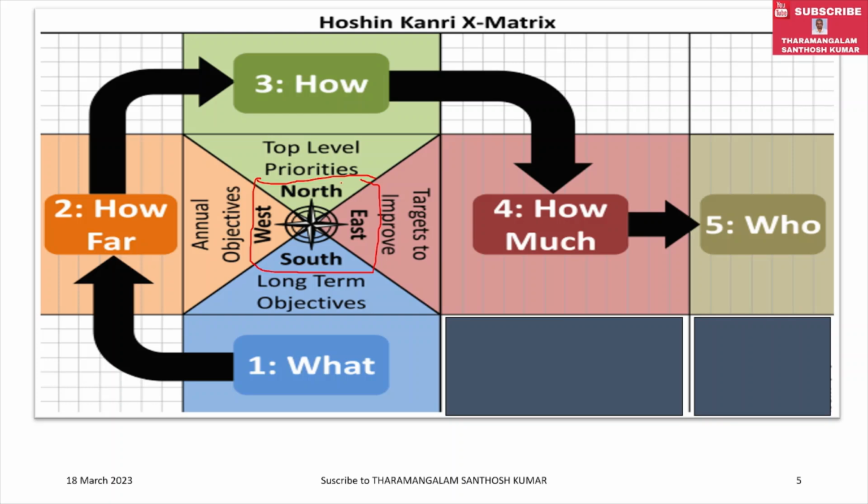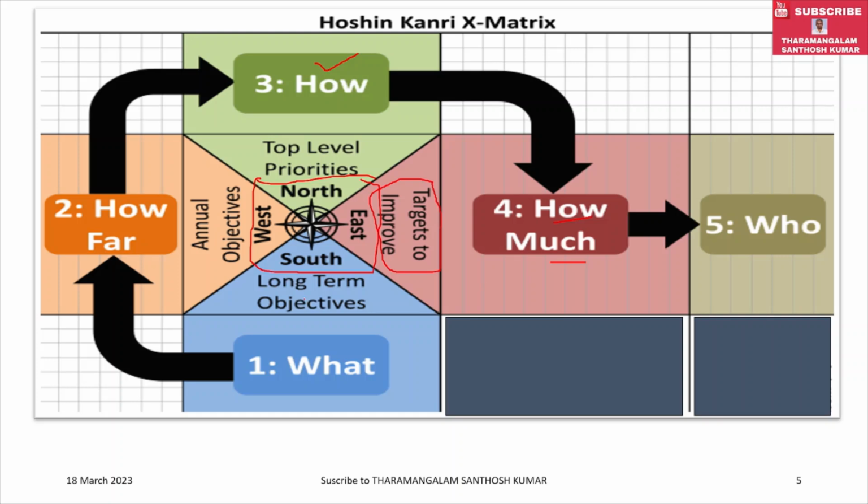So first, let me explain the quadrants. The first quadrant is the top level priorities, or the projects which have to be executed. In the east direction, by doing these projects, what are the targets to be improved? This is in the east direction. So this explains or correlates with how much.